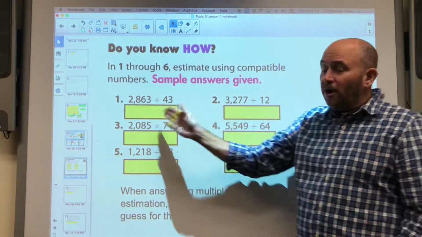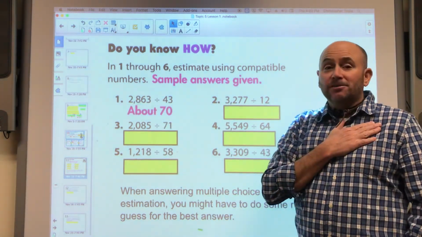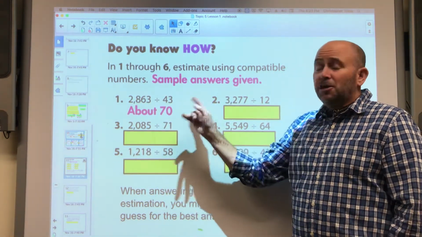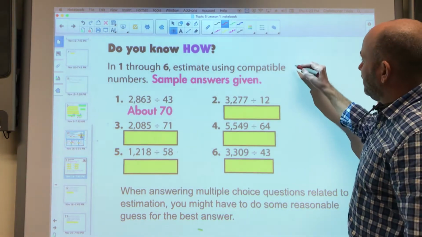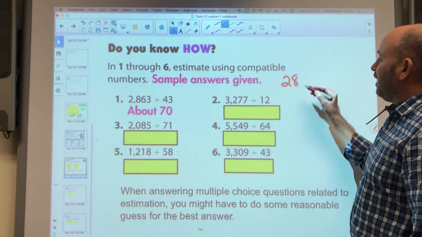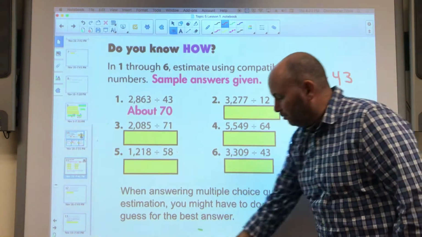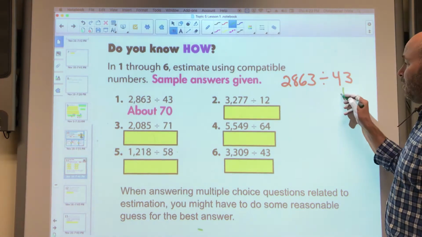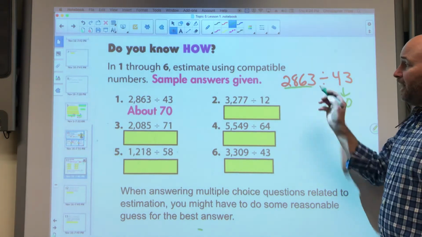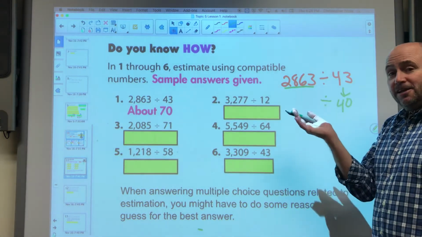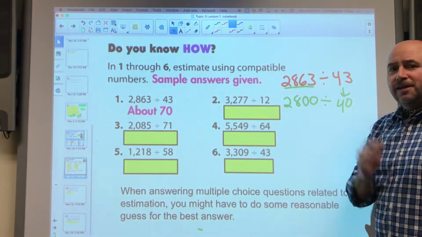All right, here we go. We wanted an estimate for number 1. Now, the answer is about 70. If you didn't come up with 70, you're going to want to watch very closely how we did this. What the mathematicians did was they took 2,863 divided by 43, and they came up with these compatible numbers. They rounded this number to 40, and then they took 2,863 and rounded it to 2,800.